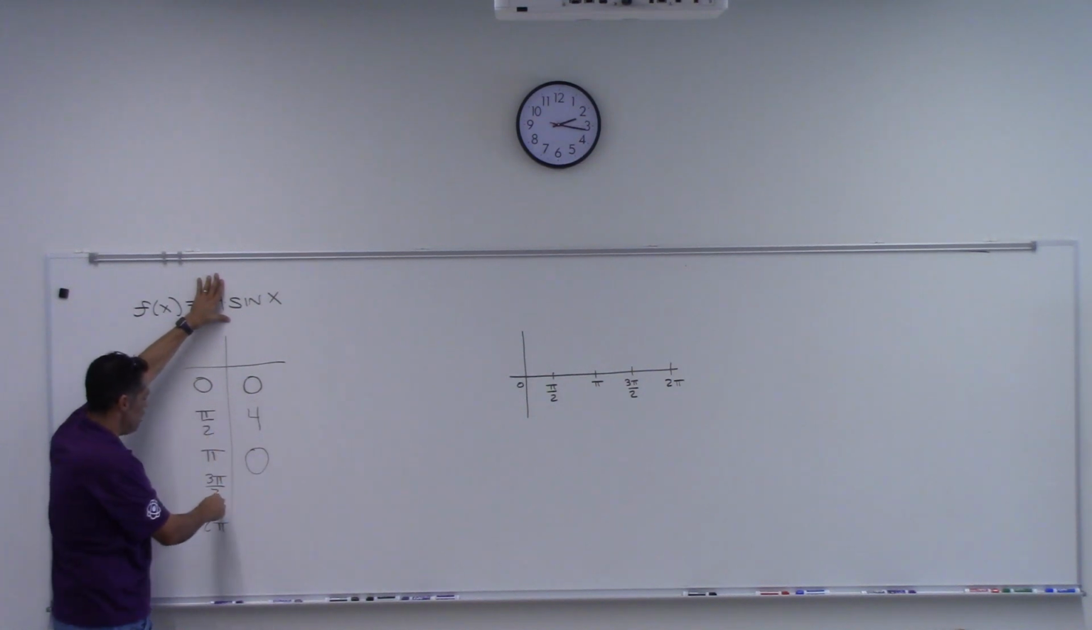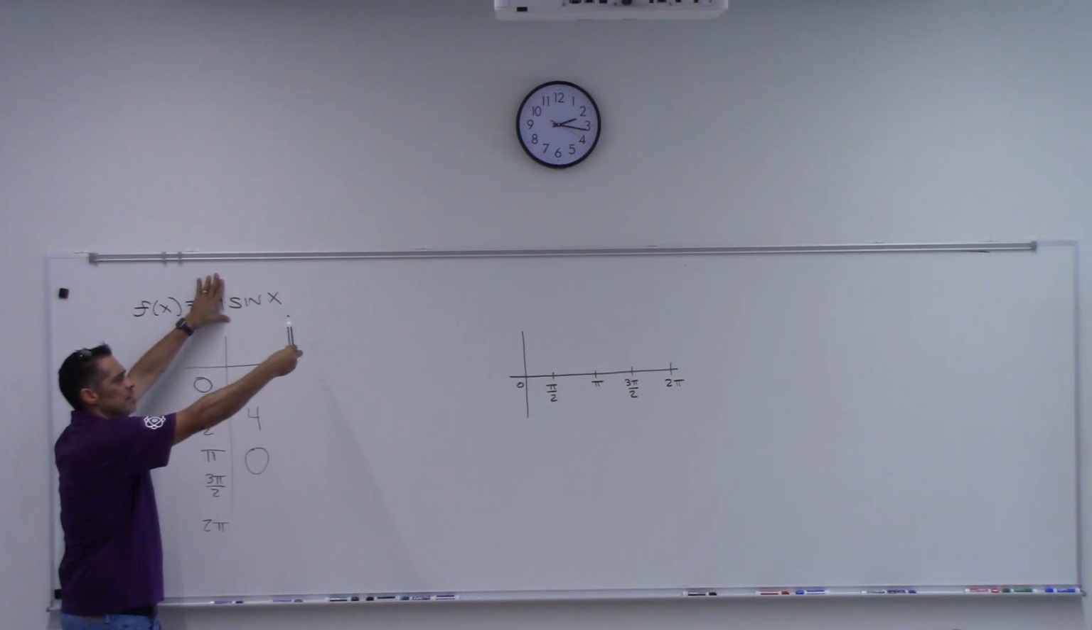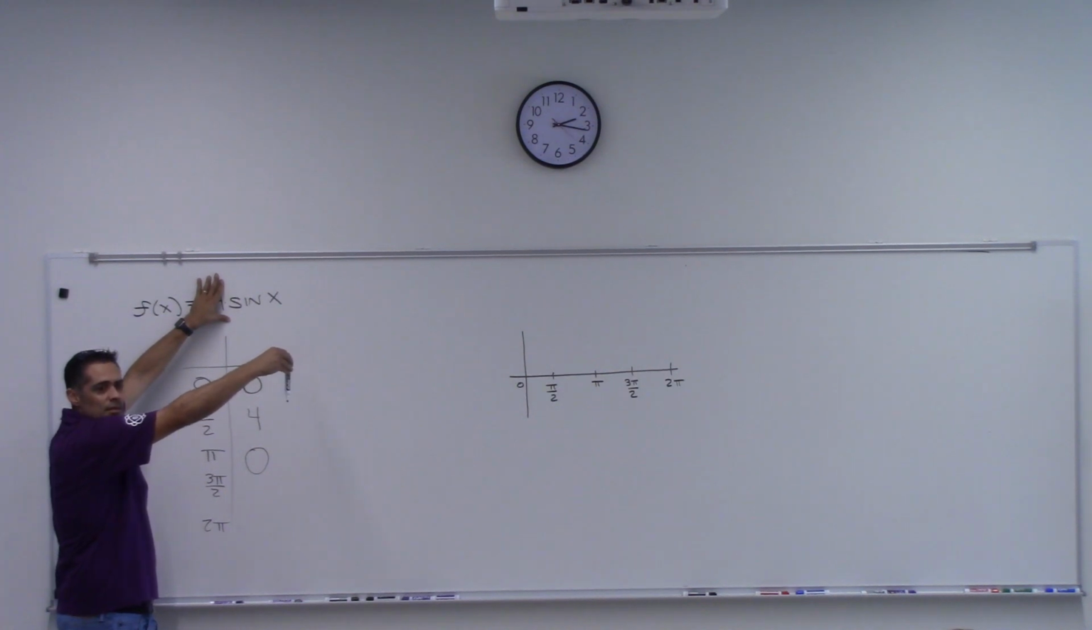And then finally 2 pi, you're back to the beginning, right? Oh wait, I missed one. 3 pi over 2. 3 pi over 2 is straight down, right? What's sine of 3 pi over 2? What's the y-coordinate there? -1.